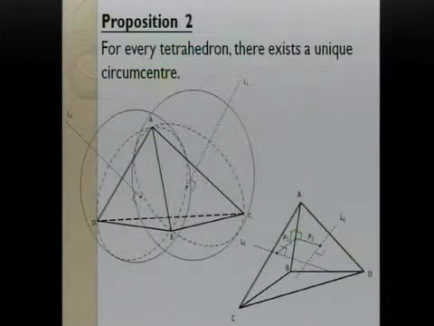Then we tackle the case about tetrahedra. Again, we construct two lines, and each of them is equidistant from three of the vertices. And then we prove that these two lines are actually coplanar, so they will intersect at one point. And this proves the existence of circumcenter for all tetrahedra.